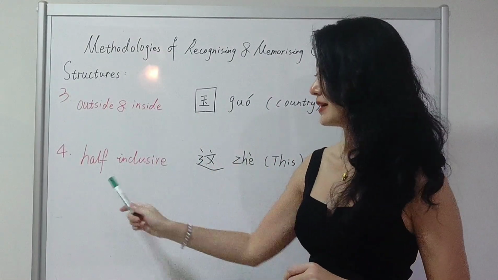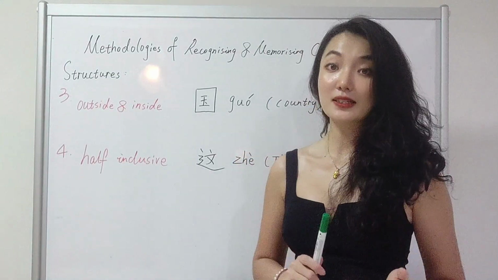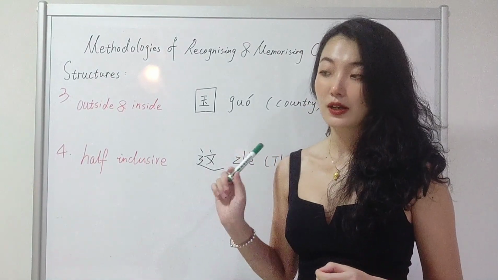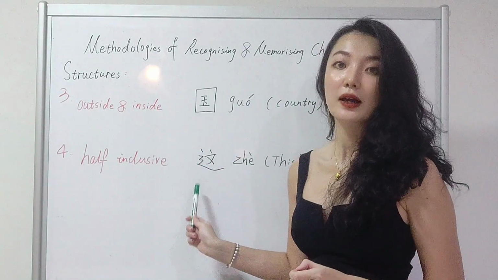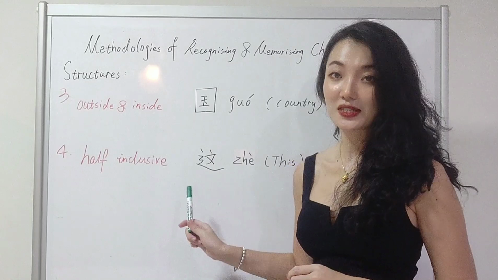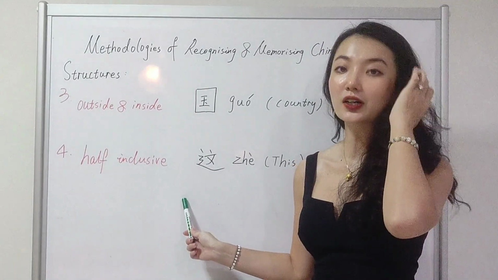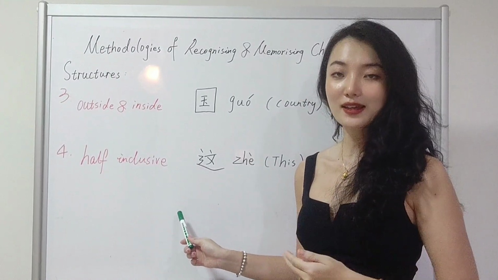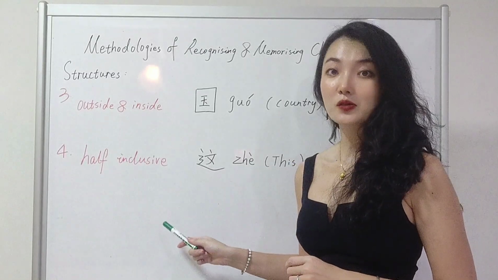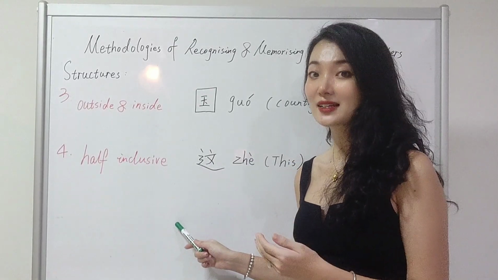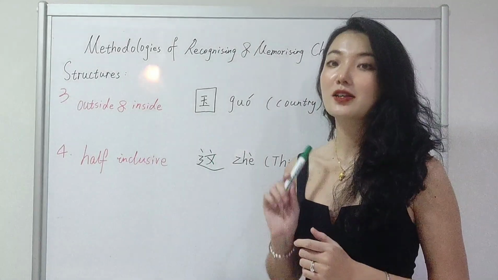Country. Last one is called half inclusive. Not many examples of this structure, but there's a very, very important character. I hope after this class you can memorize this character. Pronunciation is zhè, zhè means this. So in our next class, we're going to learn the grammar related to this and that very closely. So this is the example of the fourth structure.